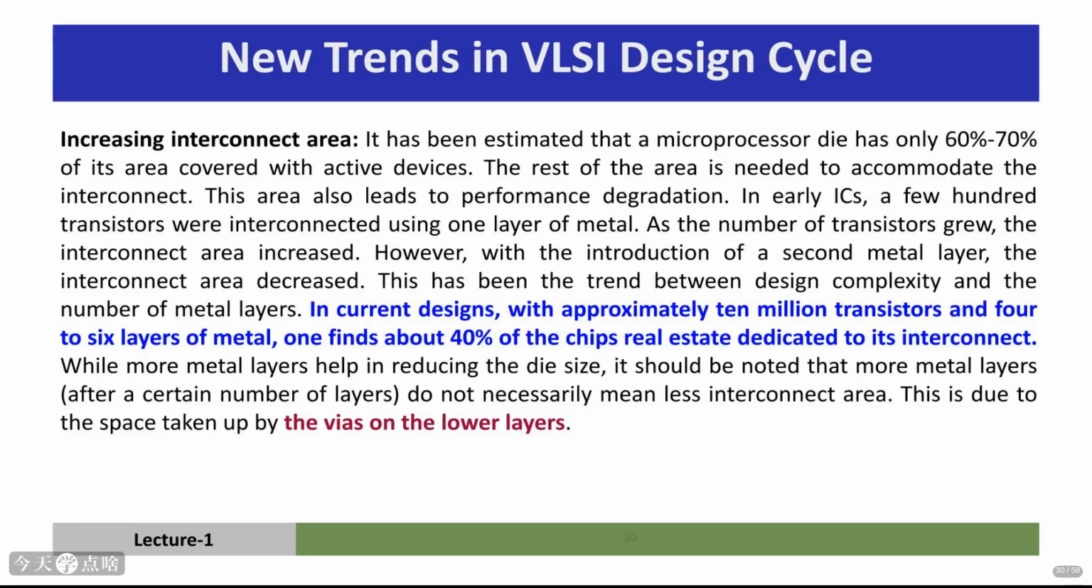Another consequence is increasing interconnect area. Because the interconnects are becoming slower and more critical, we need more space for them. Estimates show that a significant portion of a modern microprocessor die, maybe 40% or more, is dedicated to wiring. Early ICs had just one metal layer, but now we have 4, 5, even 6 layers. Adding more layers helps reduce the total area needed for interconnects, but it's not a perfect solution. Each via, the vertical connection between layers, takes up space too. So, the challenge is to manage this growing interconnect footprint efficiently.